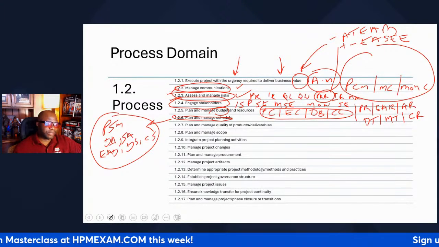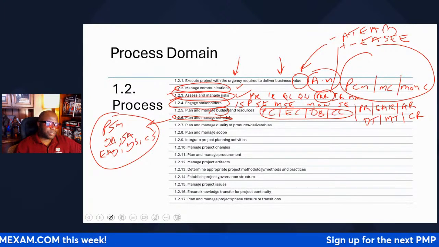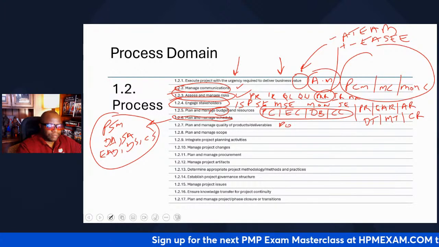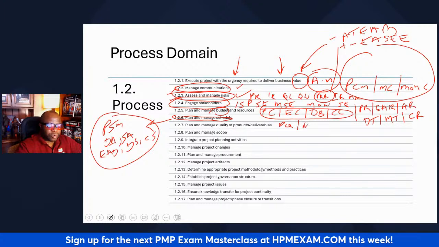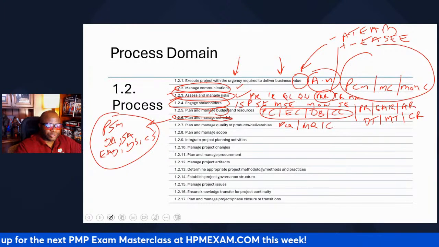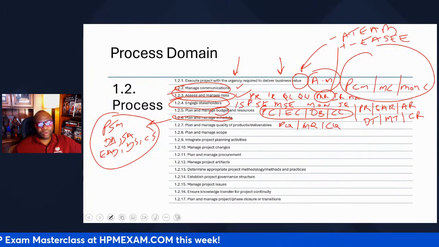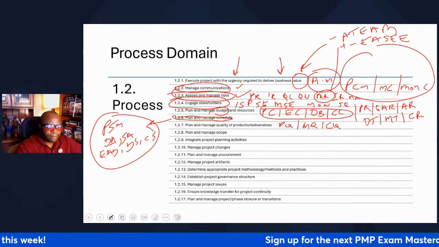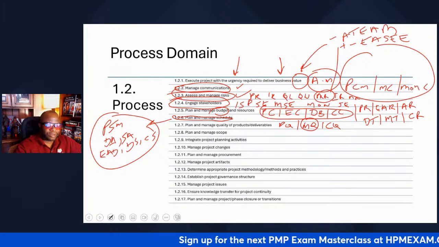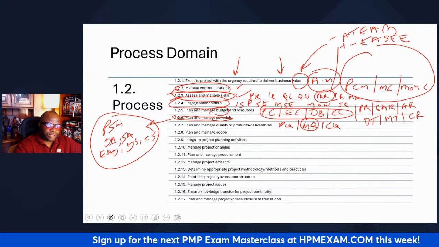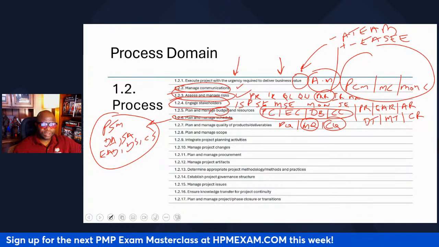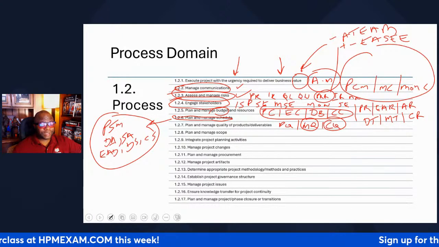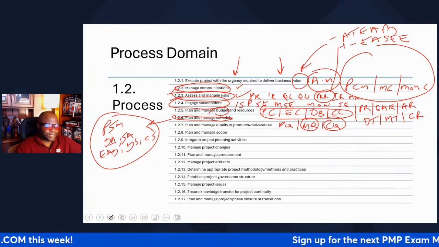Let's go to 1.2.7. Plan and manage quality of products or deliverables. What do we do in the world of quality? 3 things. You plan quality management, you manage quality, which is more like quality assurance, and you control quality. What is the difference between manage quality and control quality? Manage quality in the middle is more for the process. Control quality is more for the product. So checking the process is quality assurance. Checking the product is inspection, but we do both of those in quality.